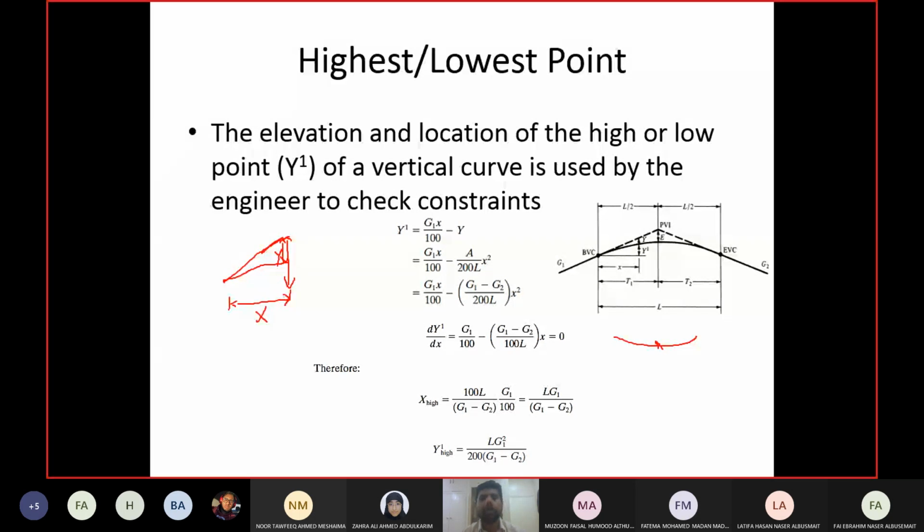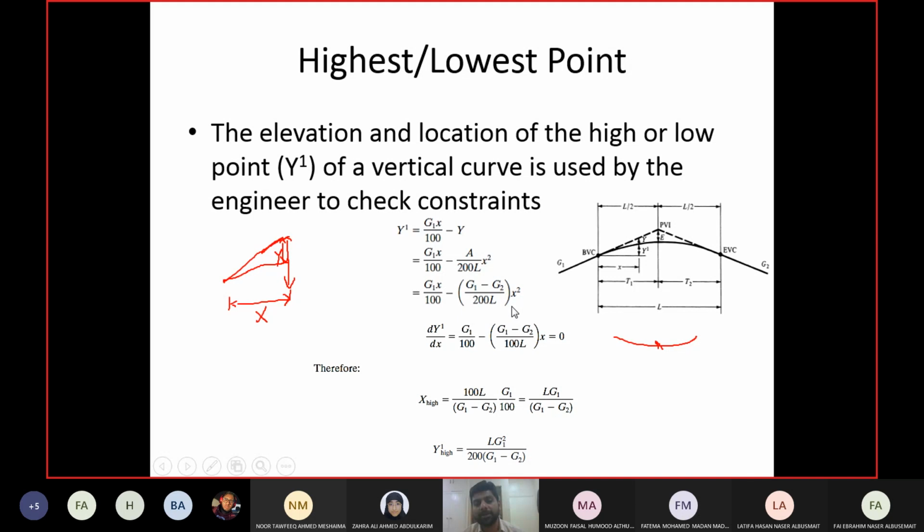Now I want to find out the value of x. So I will use again the property of the parabola, or the curve. Whenever you have a curve, the highest or the lowest point of the curve has zero slope. If you come here, see, this is a curve, right?